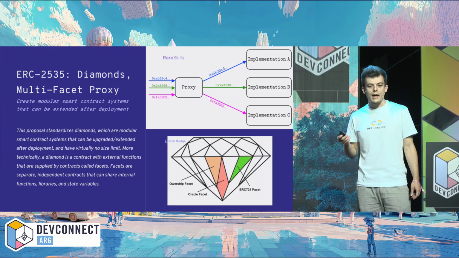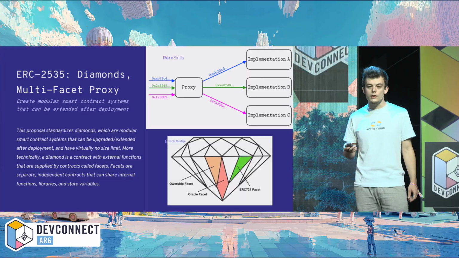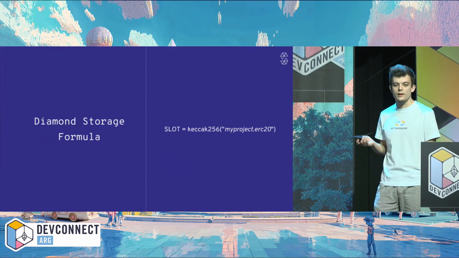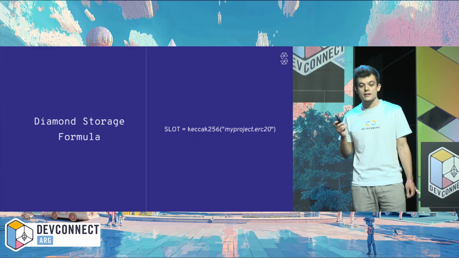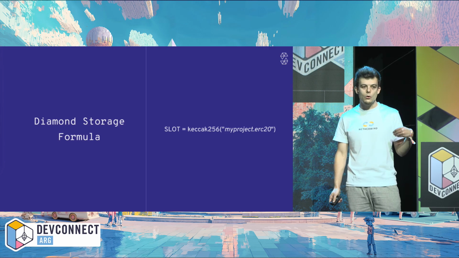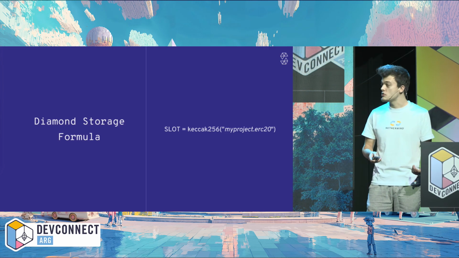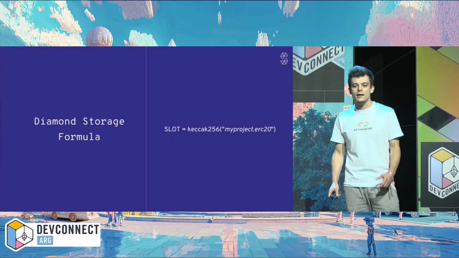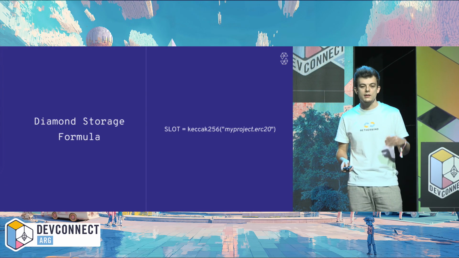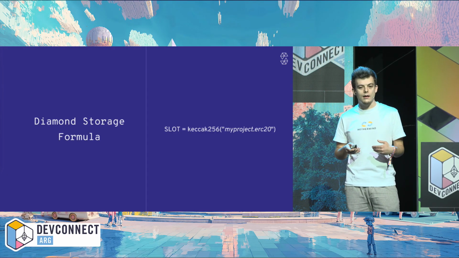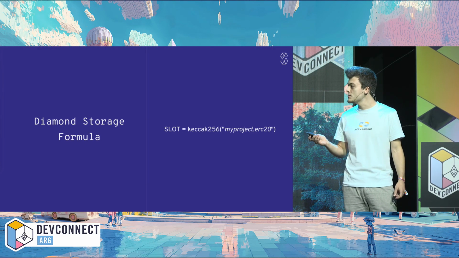But you might wonder, how do we make sure the storage for all those different instances don't collide, right? So we use something that's called diamond storage. And this has the following formula, where instead of each contract starting its storage at slot 0, we actually hash some string. In this case, we can say my project.erc20 if we have an ERC20. And that hash is basically the slot at which we're going to start our storage. And this allows us to have different interface contracts that connect to the proxy without overlapping their storage.